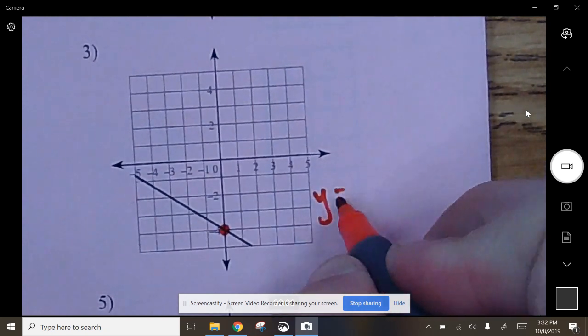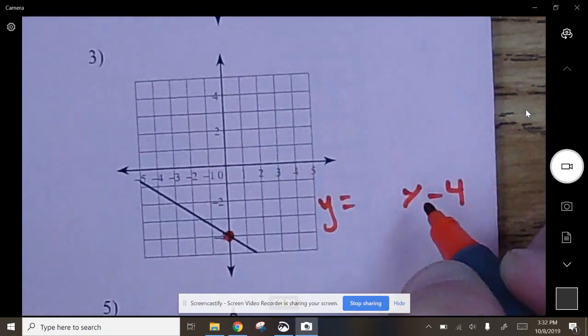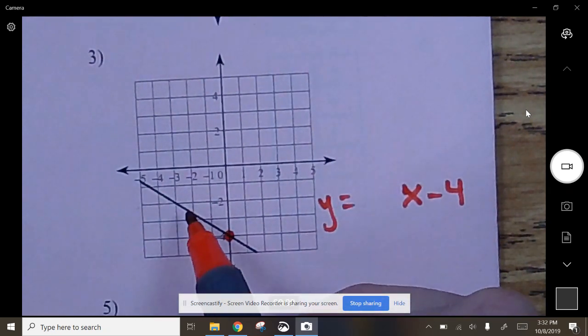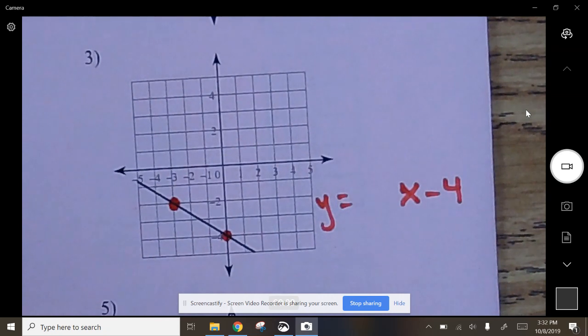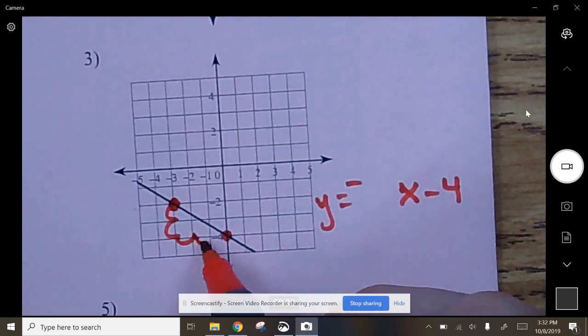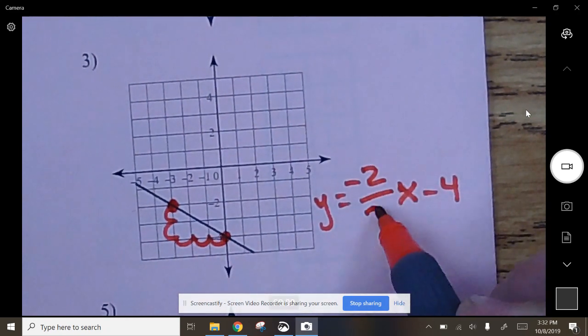Number 3. Negative 4 is my y-intercept. Don't forget there's an x in the problem, and let's figure out what it's going to be. This one's a little trickier because it's going off the graph. That's not a point. The other point we have here is right here. So if we start from left to right, like we read a book, down 1, down 2, that's negative, over 1, over 2, over 3. Down 2 over 3.